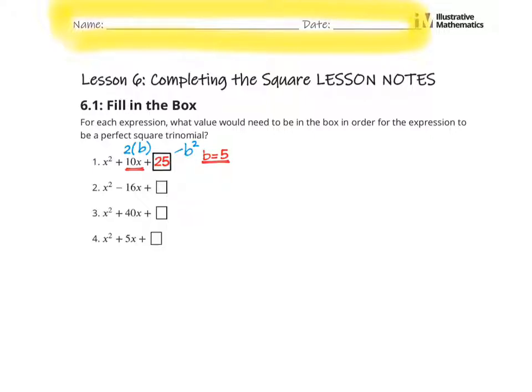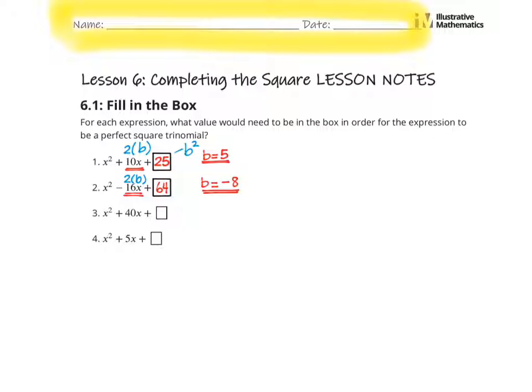In problem number 2, we have 16. I say 2 times what is 16? Well, that would be 8. Now, this is negative 8 because this is actually negative 16. When we square it, it will be positive. So what goes in the box right here is negative 8 squared, which is 64. So we have 64 in the box.